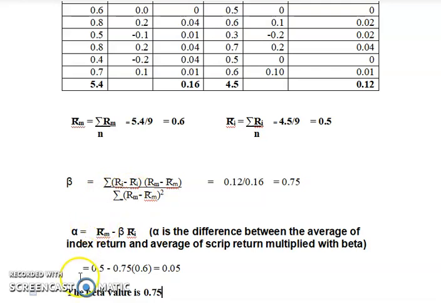Then how do we calculate the alpha? Alpha is RI bar minus beta times RM bar. So alpha is the difference between the average of the script return and the average of the index return multiplied with beta. So RI bar is 0.5, minus the beta value multiplied with RM bar, which gives 0.05. I got the beta value as 0.75, right?